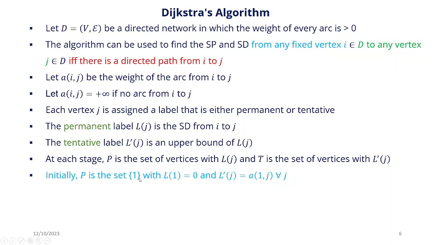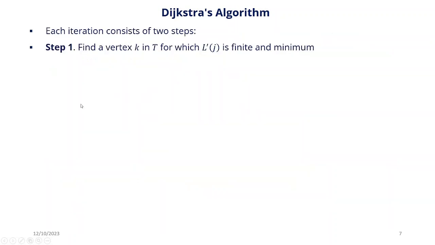Initially, P is the set {1}, which contains only one vertex or only one node, and L(1) is equal to 0. L prime J is the weight of every other arc that connects the first vertex to every other vertex in the graph. The procedure terminates when the set P is equal to V, that is, the elements of set P are equivalent to the vertices in the original graph.